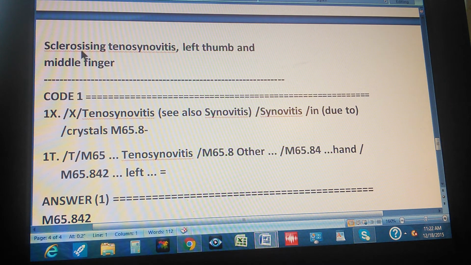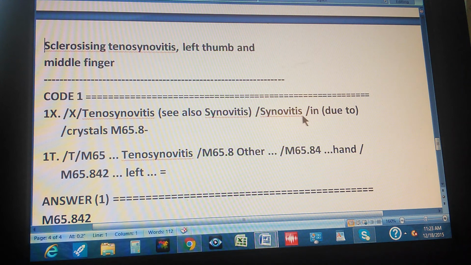Okay, this is the summary of the whole problem. The problem is sclerosing tenosynovitis, left thumb and middle finger. There's only one code, and the code through the index is found like this. First you go to index. Then you go to tenosynovitis, and it says something there. What does it say? See also synovitis. Which means that if you don't find what you're looking for, you go to synovitis.